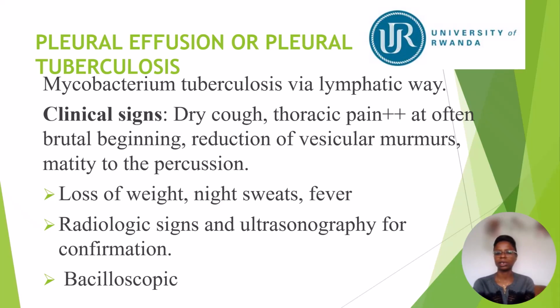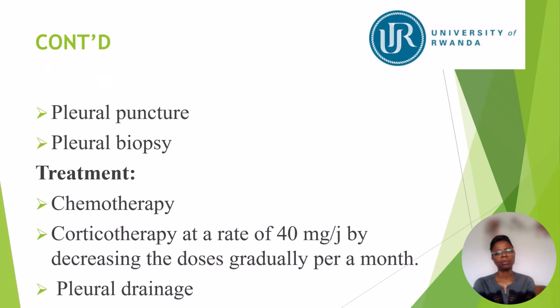Then radiological signs and ultrasonography for confirmation must be done. They also have to do bacilloscopy if the client is able to produce sputum. Pleural puncture and pleural biopsy also must be done. For treatment, the client has to take anti-TB drugs and also corticotherapy at a rate of 40 mg per day, decreasing the dosage gradually per month. Then you have to do pleural drainage, because in pleural tuberculosis there is accumulation of fluid in the pleural membrane.